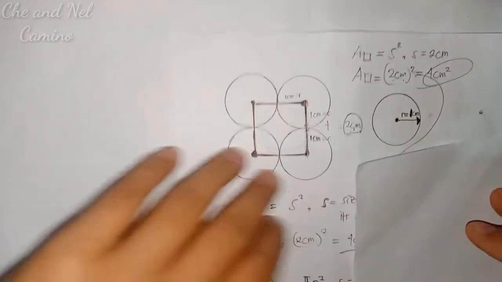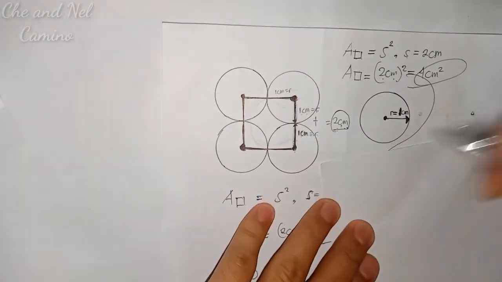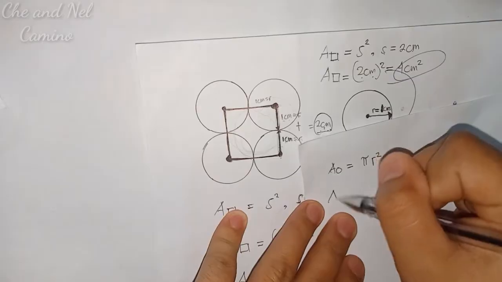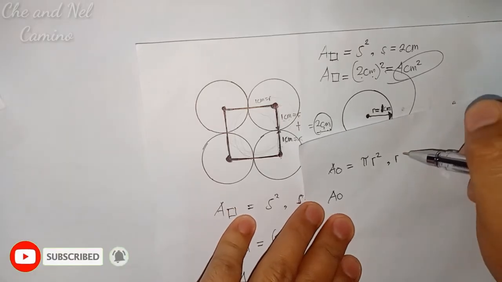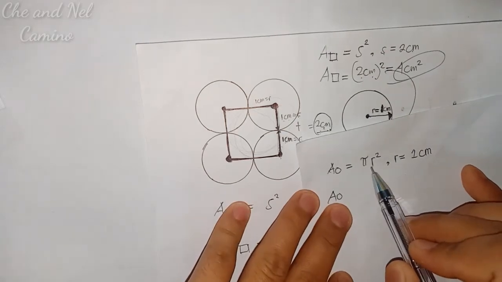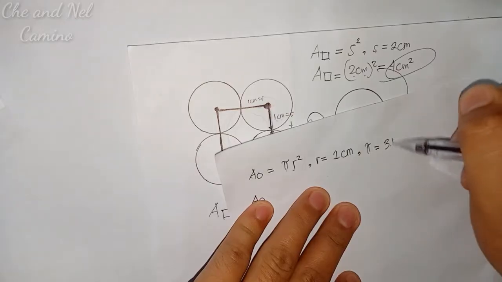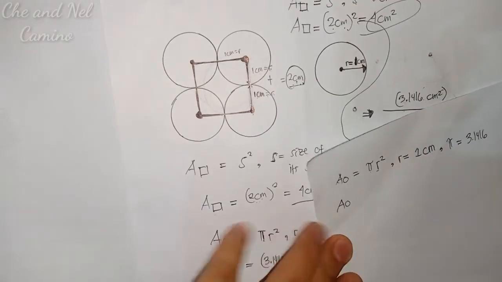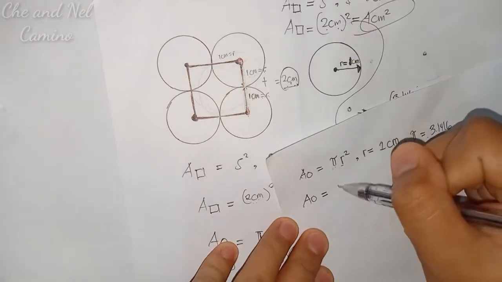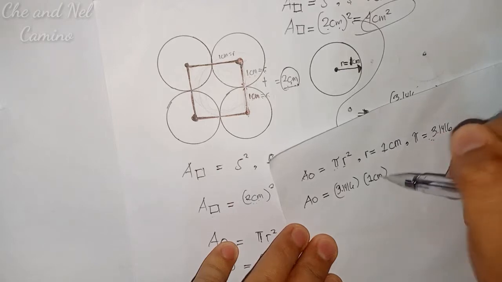We are going to follow the formula: area of the circles over area of the square. The area of a circle is equal to pi r squared. Our radius here is equal to 1 centimeter, and pi has an approximate value of 3.1416. So we substitute the approximate value of pi, which is 3.1416, and the value of our radius, 1 centimeter to the power of 2.